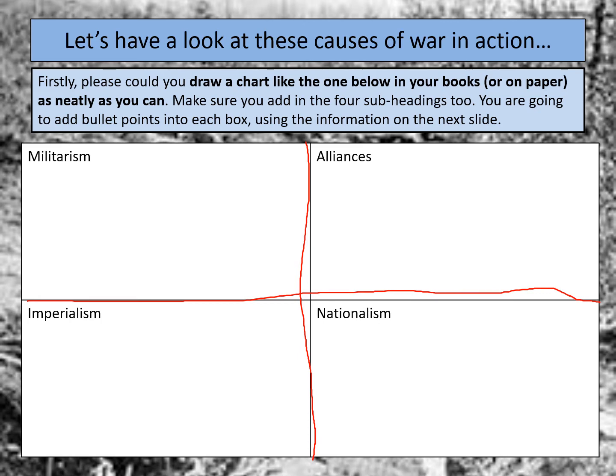But then once you've done your lines, you will need to write down the subheadings in each box: militarism, alliances, imperialism, and nationalism. You're going to be making bullet pointed notes into these boxes, so make sure that you've got room for that. You might want to pause this video now, just so that you can complete the chart before you continue.